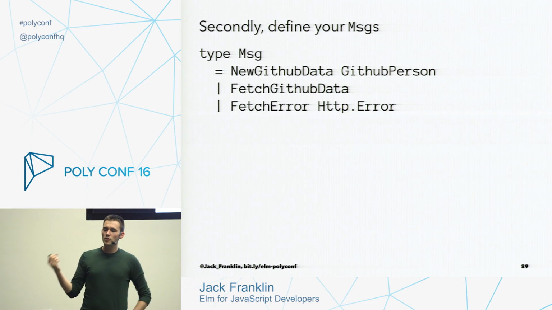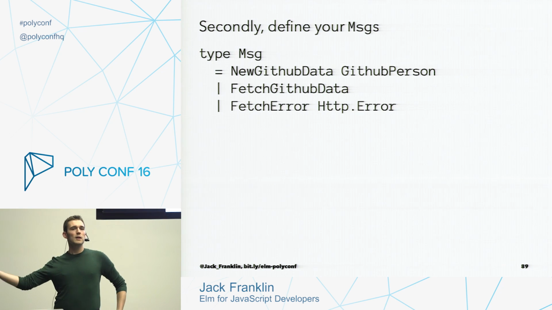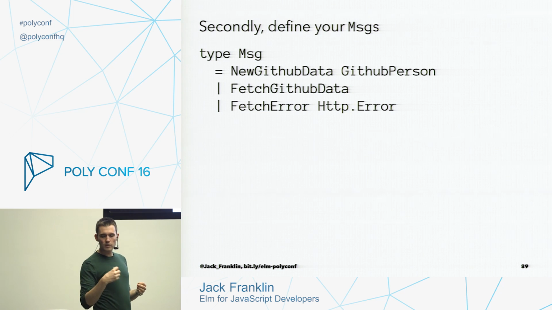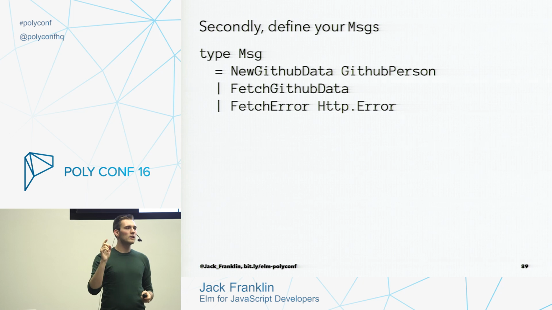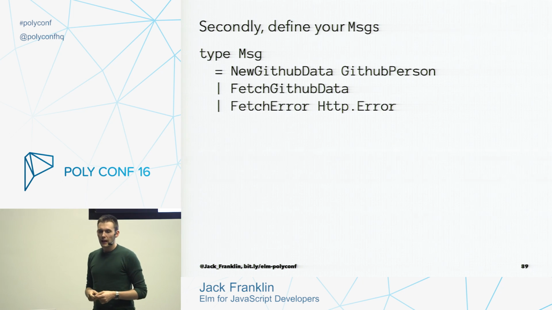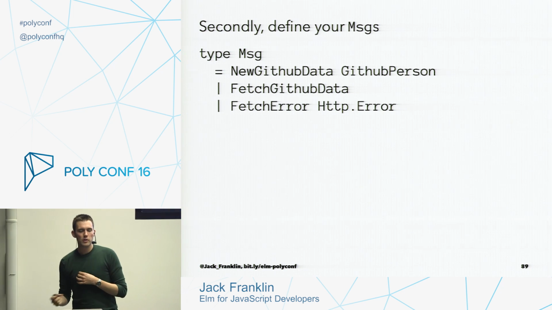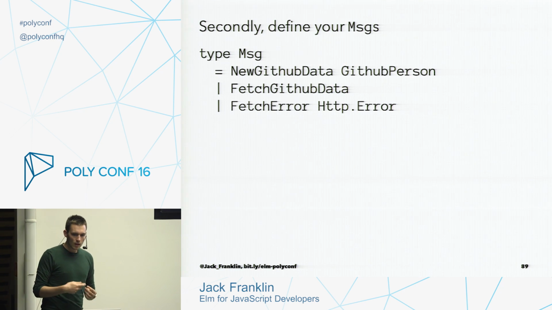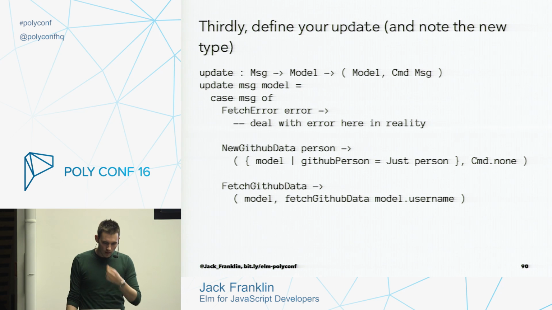Then we'll define the messages. So we'll either get a message of new GitHub data, and that will happen when the API has given us some data back. Then we'll also potentially get fetch GitHub data, and that's what will be triggered when the user clicks the button. And then finally, we might also get fetch error, which will be an HTTP error if the API fails as well.